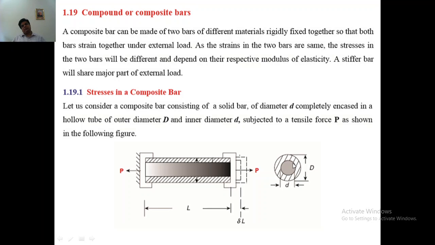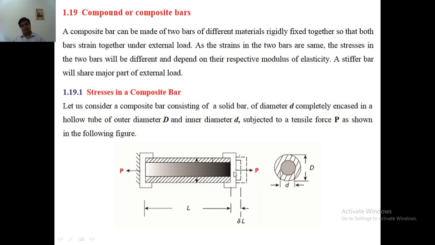Based on the applications, we use different materials so that we can transfer the load to a particular bar or material, and the other one is used to cover that, or maybe for aesthetic views or some other usages, where the load is transferred to the material which is designed to take the loads. In those cases we combine two or more materials or bars, and we get the compound or composite bars.